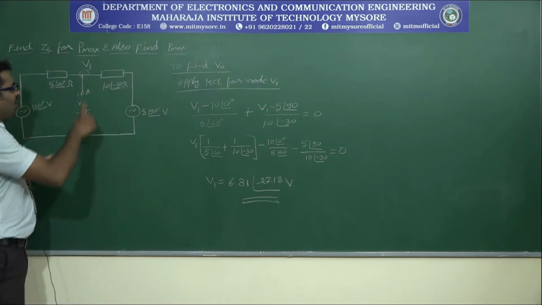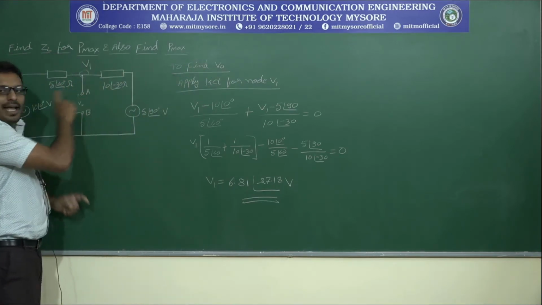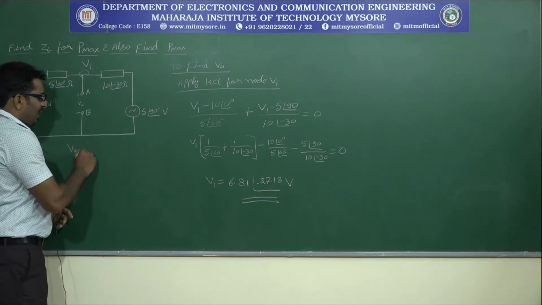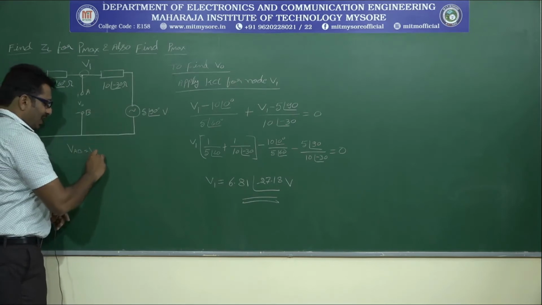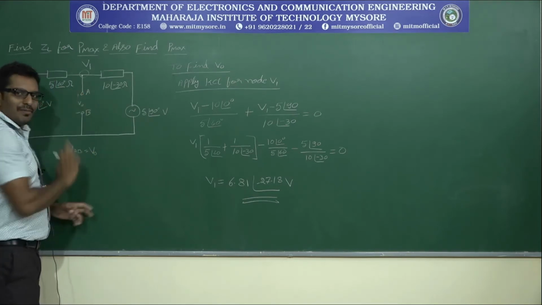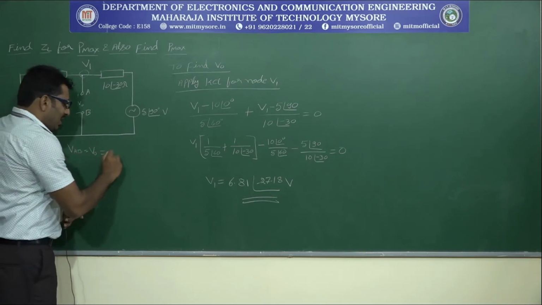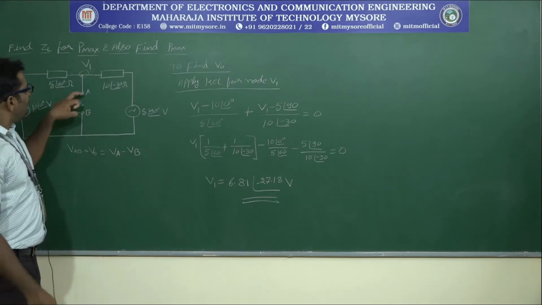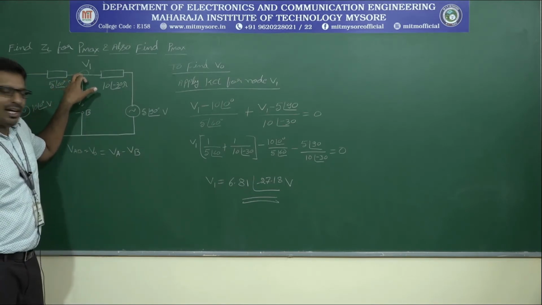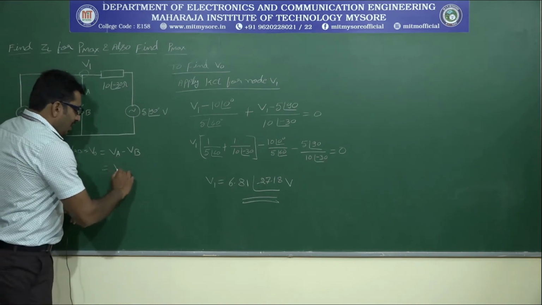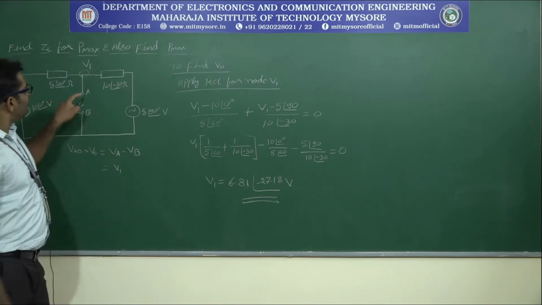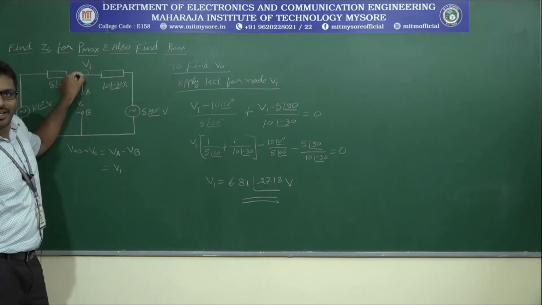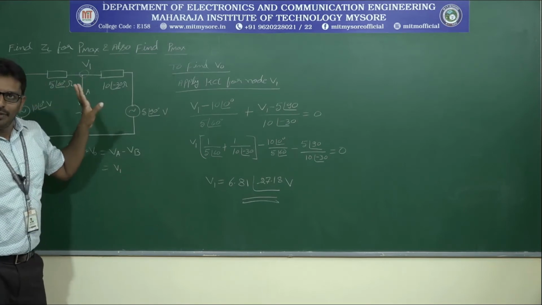What is V0? Voltage across the terminals A and B, right? So VAB is nothing but V0. VAB can be written as VA minus VB. VA is directly connected to V1, right? Therefore, in place of VA, we can write V1, because VA and V1 are directly connected. You can shift this point to this point. Therefore, VA is nothing but V1.